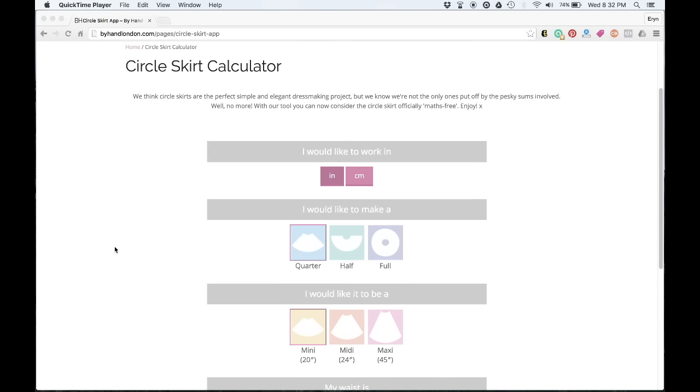So I'm going to be working in inches, so I'm going to select inches. It's already selected by default. The way to tell that it's selected is that it's going to be a little bit darker than the one that you don't have selected.